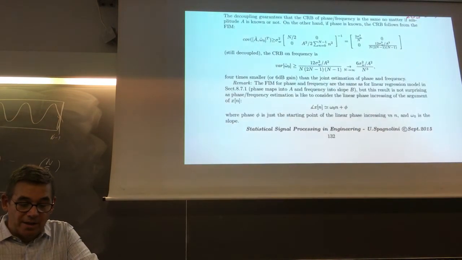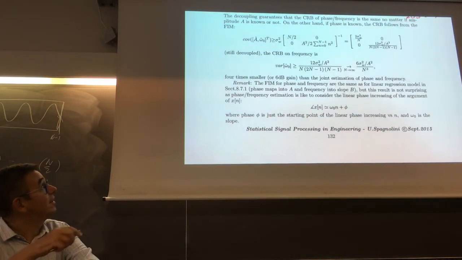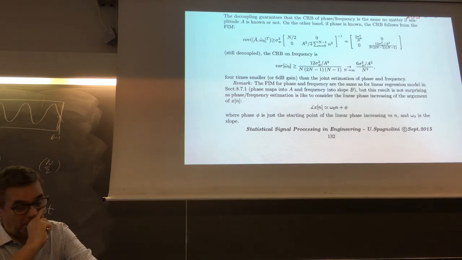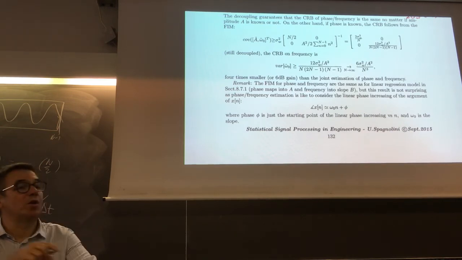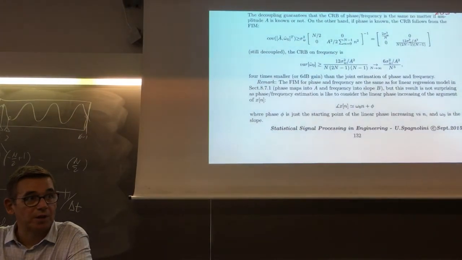So. Now, I encourage you to look at these 5 lines here. Let me explain what these 5 lines say. These 5 lines say the following. The frequency estimation and the linear regression are brothers. They are related problems, like two sides of the same coin.